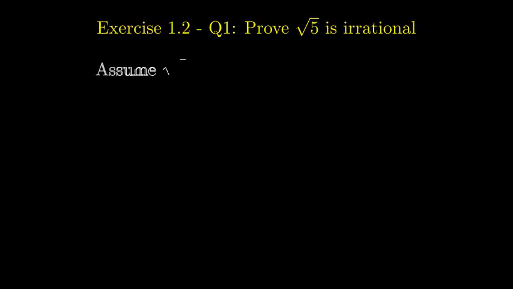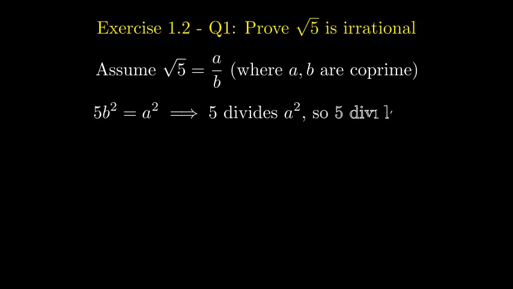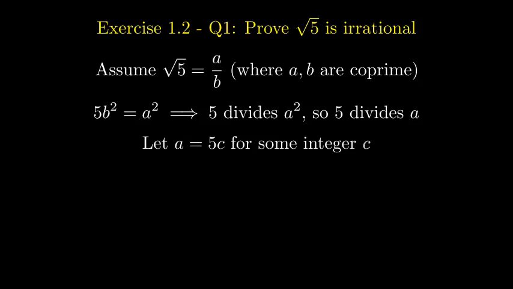Exercise 1.2, question 1. Prove that the square root of 5 is irrational. We use the method of contradiction. Assume root 5 is rational. Write it as a over b, where a and b are coprime integers. Squaring both sides, 5 equals a squared over b squared. This gives 5b squared equals a squared. Therefore, a squared is divisible by 5.